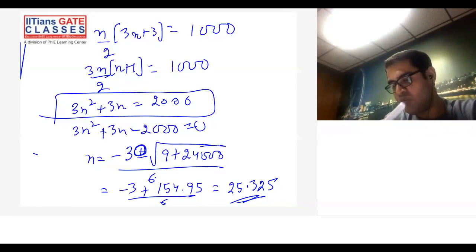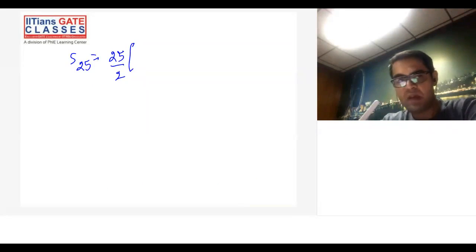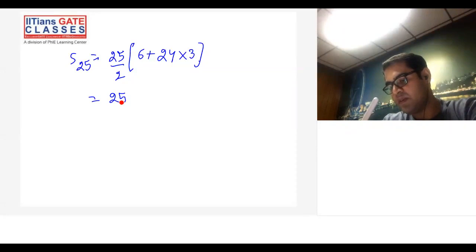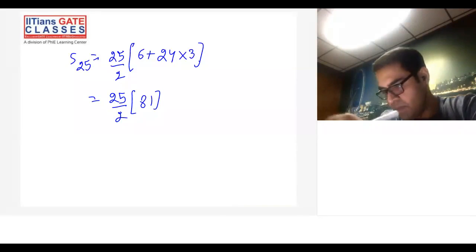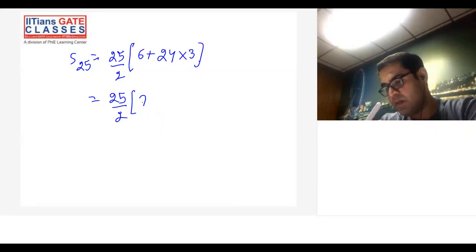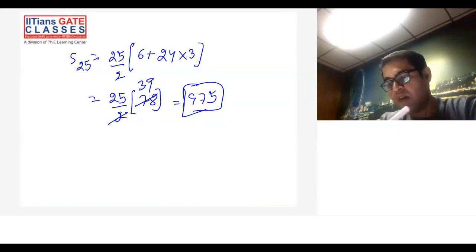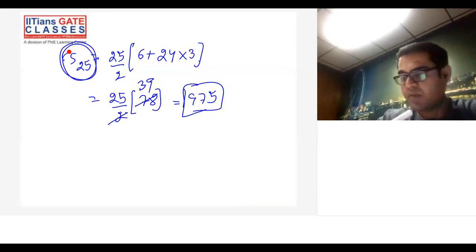Now I'll just show you some small thing. Let me try and find what is S25. So 25 by 2 into 2a. A is what? 3. So 6 plus 25 minus 1, 24 into d, which is 3. 24 into 3 is 72 plus 6, that is 78. So this and this will cancel out, 39. So if you do 25 into 39, you're getting 975. That means the first 25 terms sum is equal to 975.